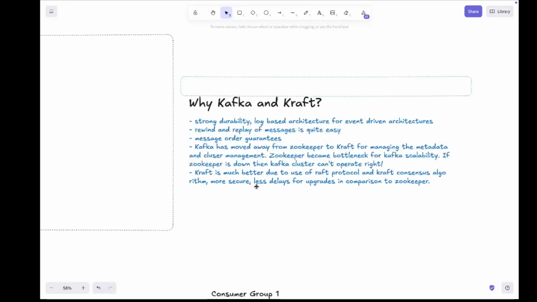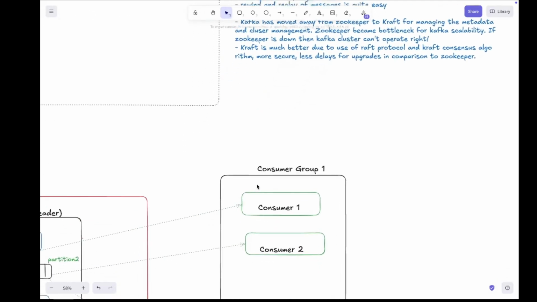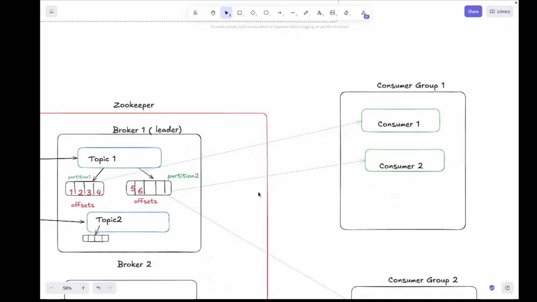So that is the purpose of your Raft protocol or KRaft consensus algorithm, which makes it more efficient and resilient as well. So that is how we discussed KRaft. We will discuss it in more detail in further videos, about the KRaft algorithm or Raft protocol. So yeah, let's move on to the Kafka architecture.